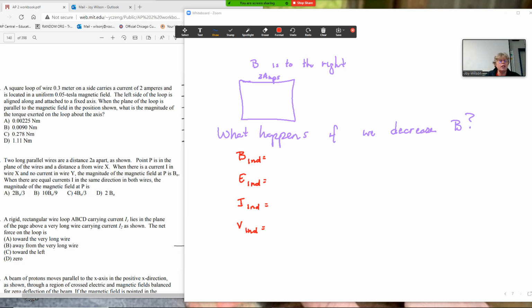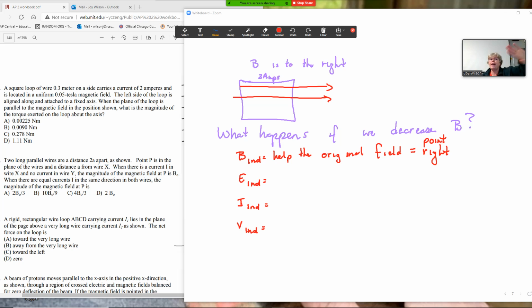So what happens if we decrease B? B is getting smaller. So what is my induced field going to do? I don't want you to get smaller. I want you to stay what you're doing, status quo. So the B induced will help the original field. In this case, the magnetic field was going to the right, so the induced field will point to the right. You're weakening it, and that change says, make all these new things, and the new one will try to hold the magnetic field up.